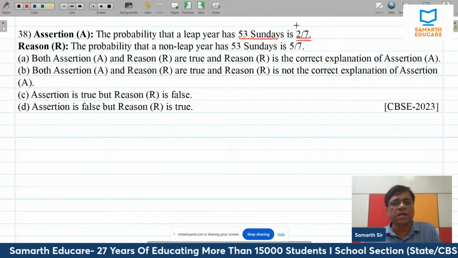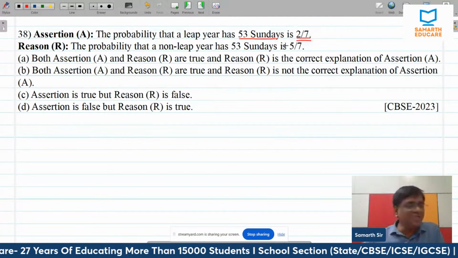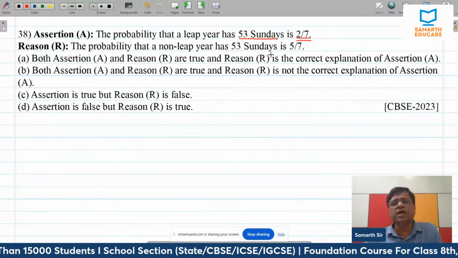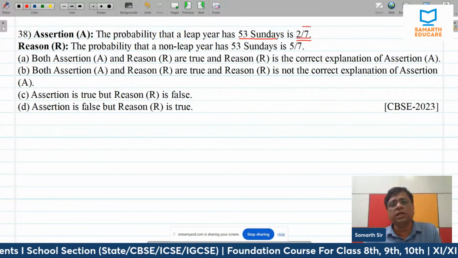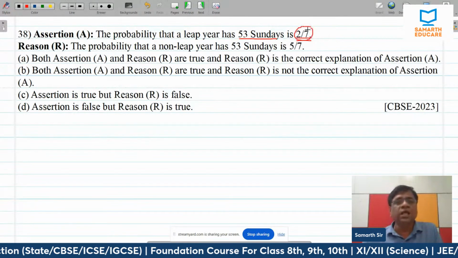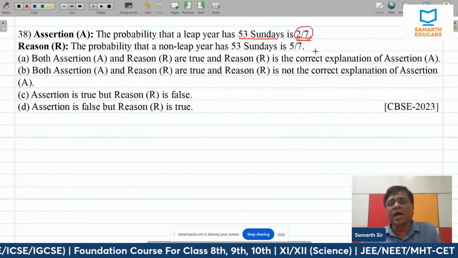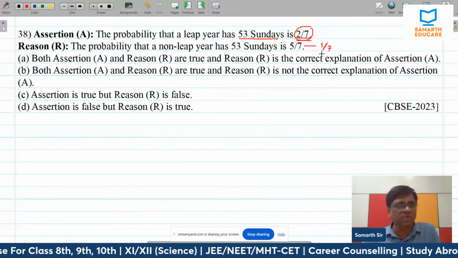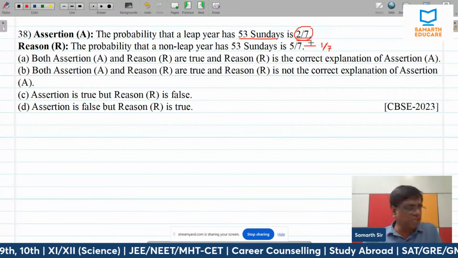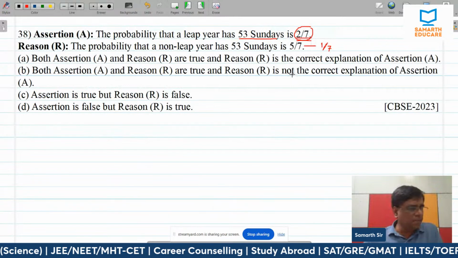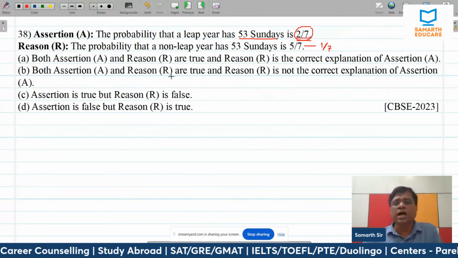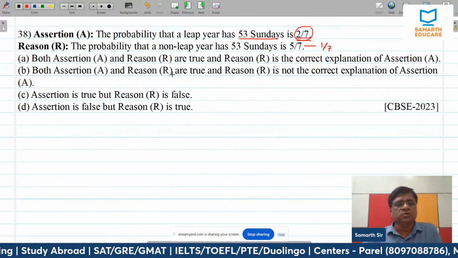They may only change Sundays to Mondays, Tuesdays, anything, any day, but the probability will be 2 by 7. And in a non-leap year, it is actually 1 by 7 and not 5 by 7. I'll explain everything now. As far as what you need to remember, the assertion is true and the reason is false, right?